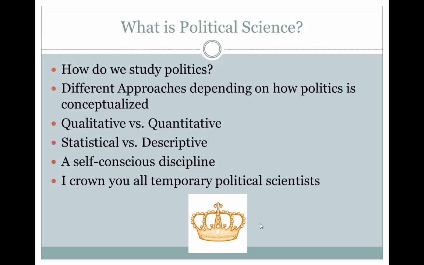So, who are these political scientists who study politics? Well, they're people who work in universities or think tanks, and there are a bunch of different approaches to how you study political science. Some do it from a qualitative perspective, which means small case number and description and interviews. Some do it from a quantitative perspective, which involves a lot of numbers and statistics. But we are somewhat of a self-conscious discipline because we're not economics, we're not sociology, and we do a bit of both. And we're somewhat qualitative, somewhat quantitative. And I now crown you all temporary political scientists for the rest of our semester.